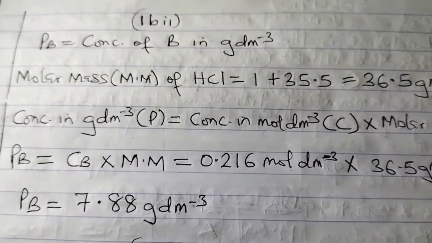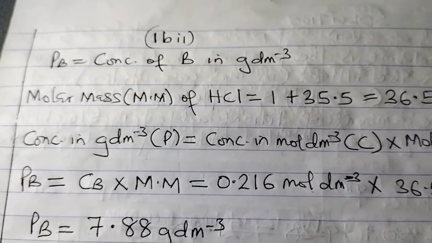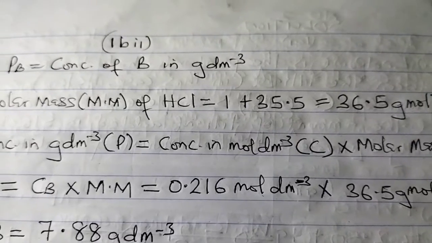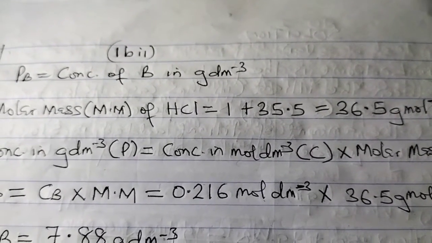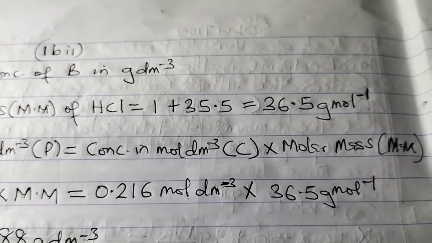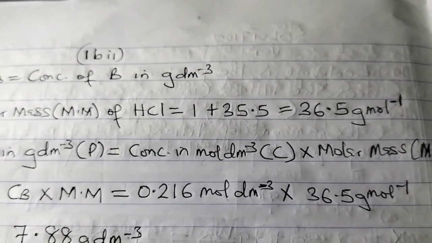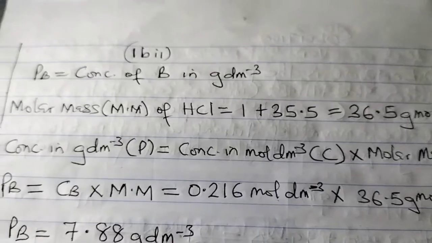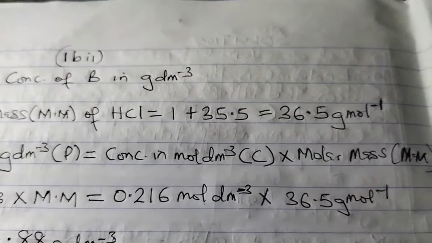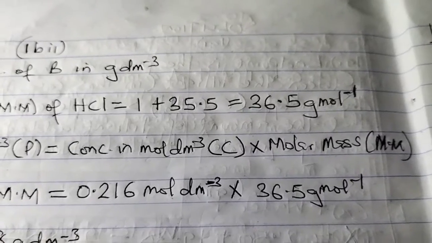Taking it once more, we have to find the molecular mass of B, which is HCl, using the atomic mass of hydrogen as 1 and chlorine as 35.5. You add it, you have 36.5 gram per mole. So our error is corrected there. The question paper shows chlorine as 35, but the right value should be 35.5. You now have 36.5 gram per mole.